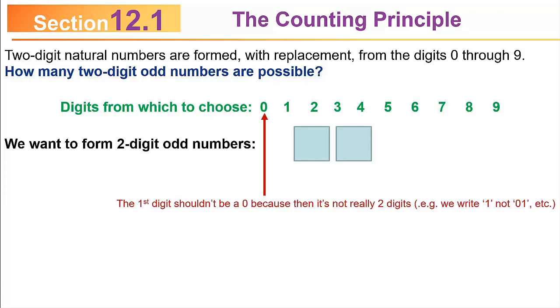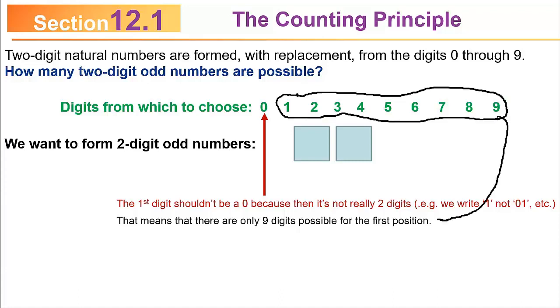So for that leftmost digit, or the first one in the list, there are really only 9 legitimate possibilities because you don't want that first position to have a 0 in it. If you're only choosing from the digits 1 through 9, there are 9 possibilities. And again, the reason I'm leaving off 0 is because I don't think of 01 as being a two-digit number, or 07 as being a two-digit number. So I don't want that leading digit to be a 0.